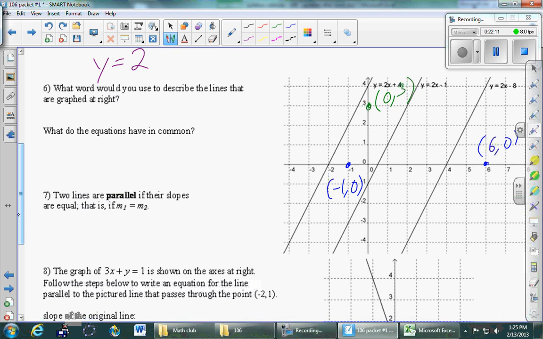So let's go to 6. It says, what word would you use to describe the lines that are graphed at right? I have 3 lines all going uphill. Yes, parallel. Everybody know this word? Those 3 lines are parallel? Super.